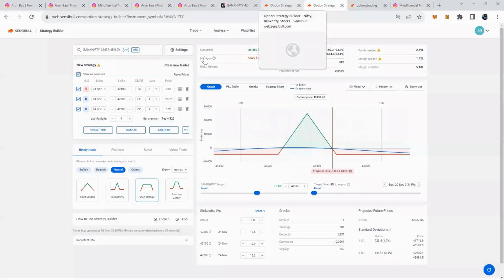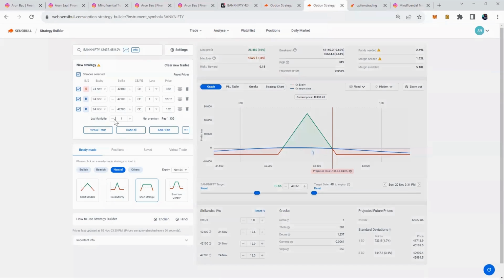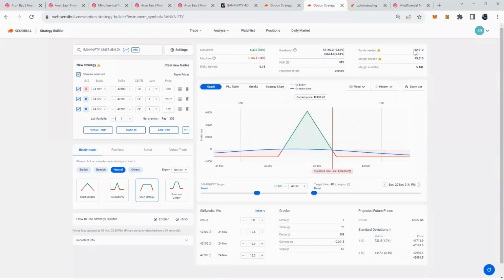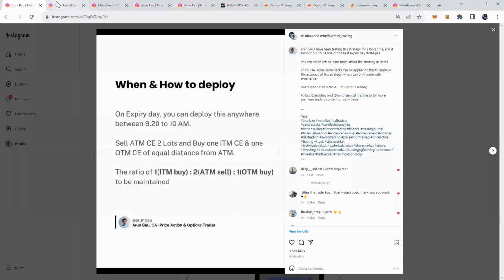And how much capital it requires for one lot would be approximately 60,000. It will be even lesser, 40 or 30,000, because now the premiums are higher as we are looking at the Friday values. On expiry day, the values will be much lesser, so your premium requirement will go down, the funds requirement will also go down, and so will the margin requirement. So that is the concept.